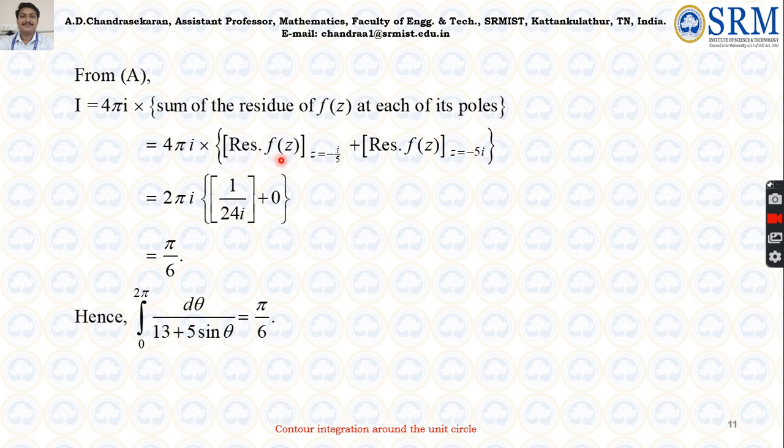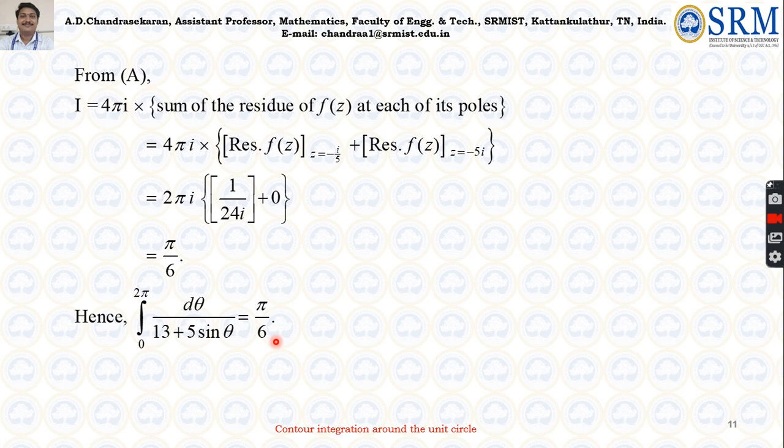So the residue of f(z) at z = -i/5 is 1/(24i). At z = -5i, it is 0 because it lies outside the unit circle. So 2πi into 1/(24i), after simplification we get π/6. So the given contour integration of 0 to 2π dθ/(13 + 5 sin θ), the answer is π/6.